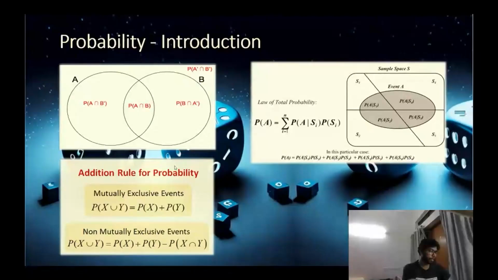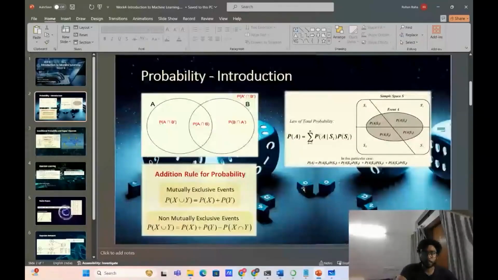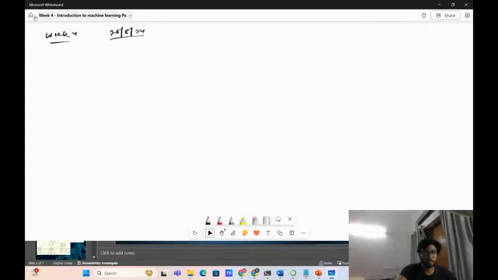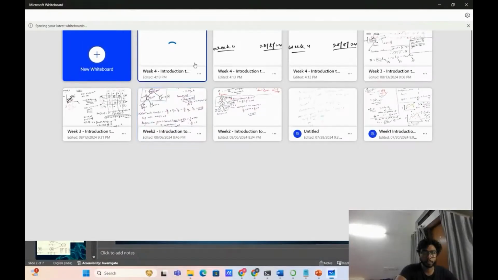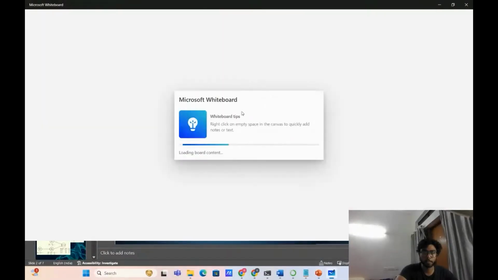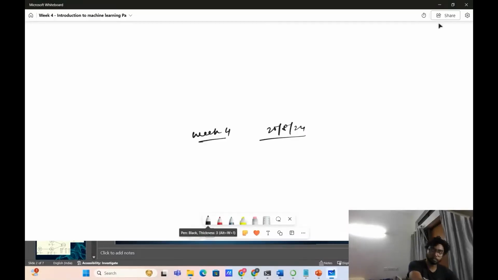Before I go into the slide for this lecture, I want to make sure that we are clear on some of the definitions of probability. So we'll start with the very basics and then we'll do the ML part.